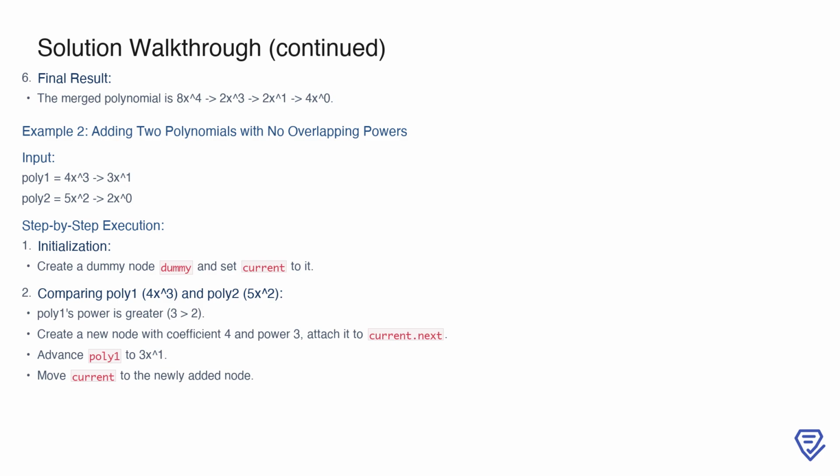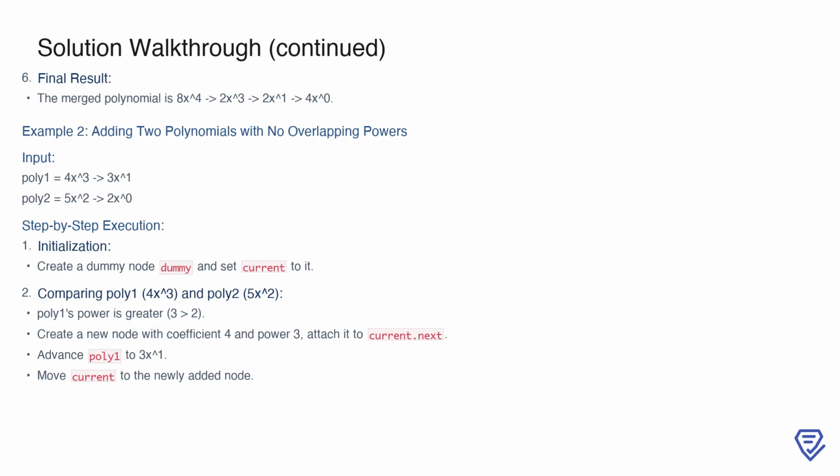Now, let's look at another example where the two polynomials do not have any overlapping powers. Here, poly 1 is 4x cubed + 3x to the power of 1, and poly 2 is 5x squared + 2x to the power of 0. We start by initializing a dummy node and setting current to it. The first terms are 4x cubed from poly 1 and 5x squared from poly 2. Since 4x cubed has a higher power, we create a new node with coefficient 4 and power 3, attaching it to current.next. We then advance poly 1 to its next term, 3x to the power of 1, and move current to the new node.